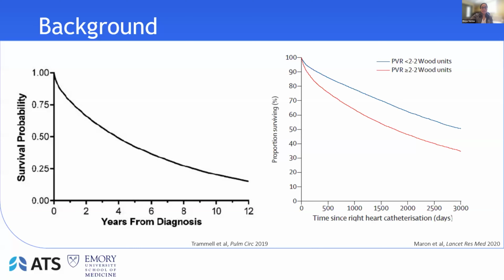Then, as I'm sure we've all seen, in 2020, Dr. Bradley Marin used a cohort of veterans who all had right heart cath data and whose mean PA pressures were 19 or above. In this group, he showed that there was a significant increase in all-cause mortality at a PVR value greater than 2.2 Wood units.